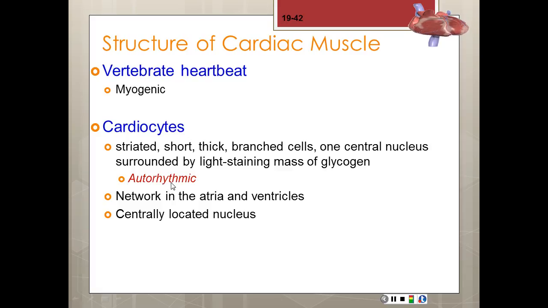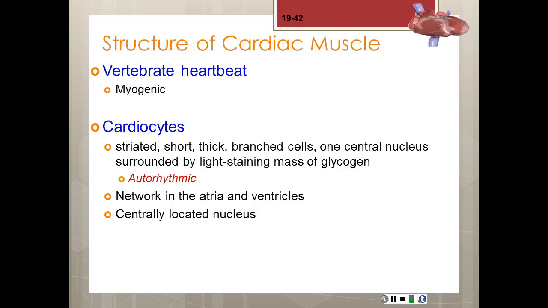They're relatively short and branched, about 50 to 100 micrometers long and about 10 to 20 micrometers wide. Now, the ends of the cells are slightly branched, and through the branches, each cardiocyte connects to several others to form a network. One network is in the atrium, and another network is in the ventricles. The nucleus is centrally located.